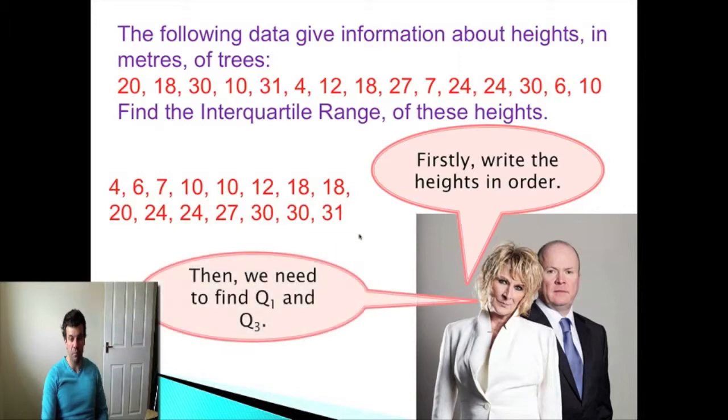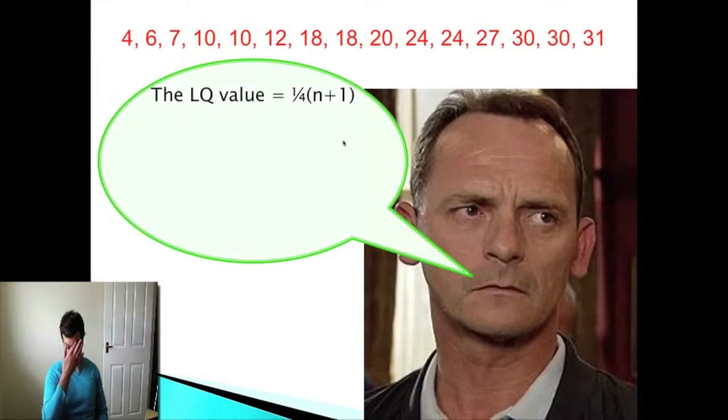Then we need to find the lower quartile and the upper quartile. The question is find the interquartile range. We're not interested in the median value, Q2, because we just want the upper minus the lower. Well, what is the upper and what is the lower? The lower quartile value equals a quarter times by the number that there are plus 1. Okay, so we have 15 trees. So n is 15, n plus 1 is 15 plus 1, 16.